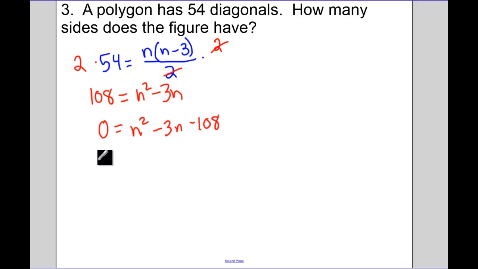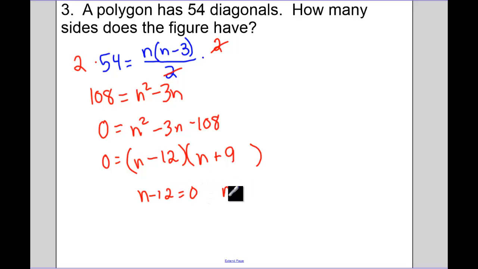Now I need two things that multiply to be 108, because we solve a quadratic by factoring. Two things that multiply to be 108, but add to be negative 3. Those end up being n minus 12 and n plus 9. Then you set each one of those factors equal to 0. So n can be equal to 12 or negative 9.